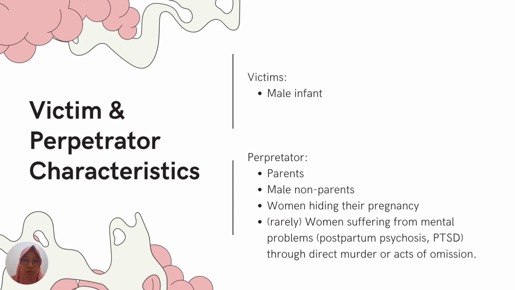So, in the case of women suffering from mental problems, the infanticide can be committed through directly murdering the victim or through acts of omission. Acts of omission can be refusing to tend to the baby, refusing to give food, or to attend to their needs, etc. And that will eventually cause the death of the baby.